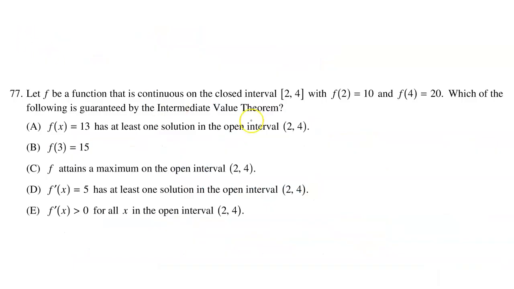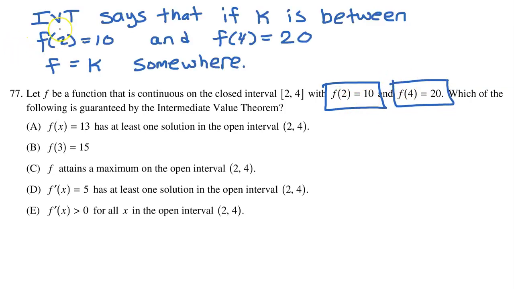In other words, if k is between f at a and f at b, then f is equal to k somewhere. Looking back at the problem, we have two values of the function. So this is like f at a, and this is like f at b. So the intermediate value theorem guarantees that if k is between f at 2, which equals 10, and f at 4, which equals 20, then f equals k somewhere. So which one of these answer choices mentions a value between 10 and 20, and then says that f will equal that value somewhere between 2 and 4?